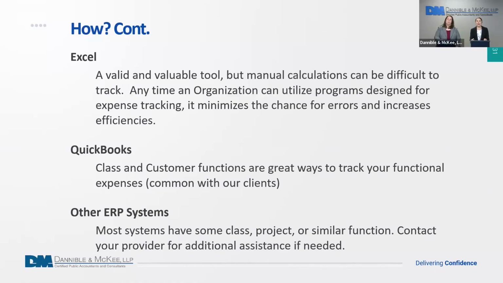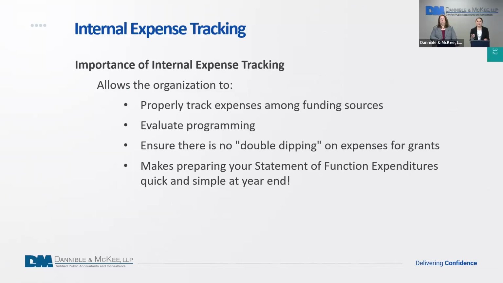Excel is a valid and valuable tool, but manual calculations can be difficult to track. Anytime the organization can utilize programs designed for expense tracking, it minimizes the chance for errors and increases efficiencies. Where you can automate, do so. QuickBooks class and customer functions are a great way to track your functional expense. And most systems have other class, project, or a similar function. Contact your service provider if you need additional assistance.